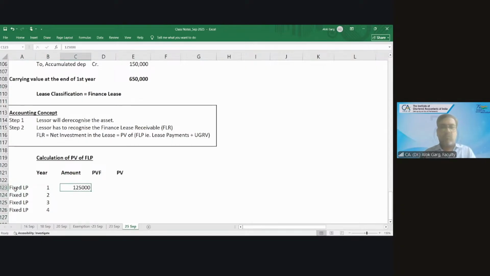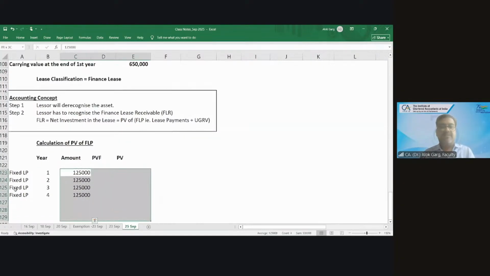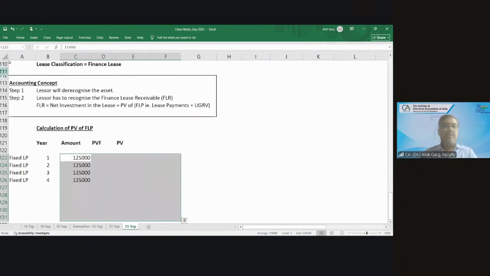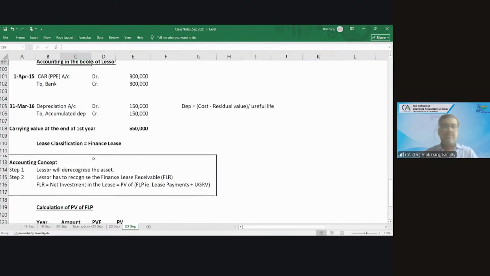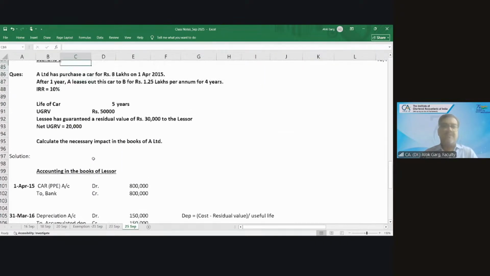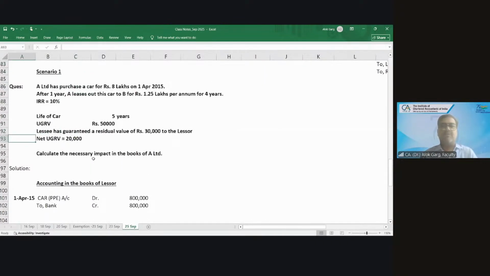This is my fixed lease payment. And what is my interest rate implicit in the lease? It's 10%. We have taken it at 10%. IRR is equal to 10%. Okay.